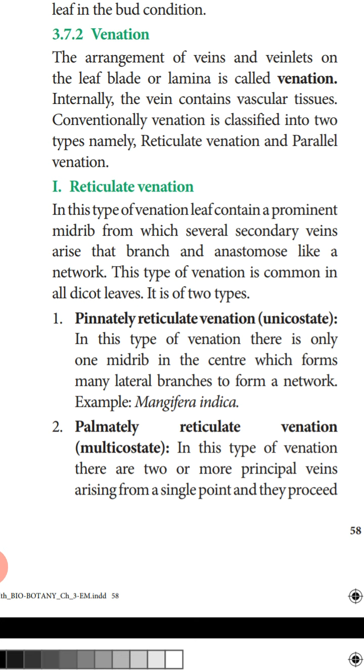Now conventionally, venation is classified into two types. From the olden days, venation is being classified into two types. They are the reticulate venation and the parallel venation.